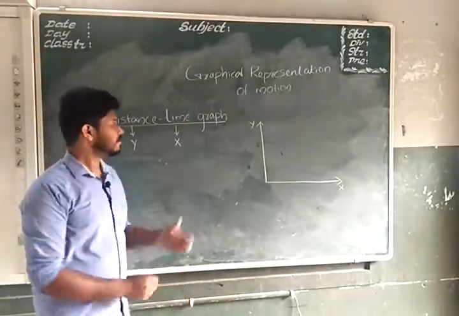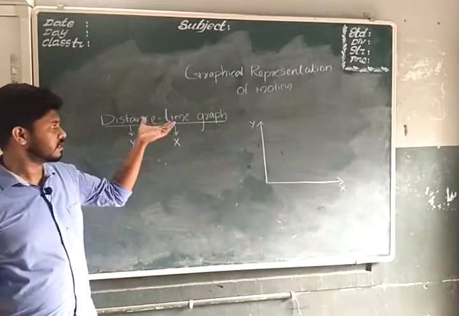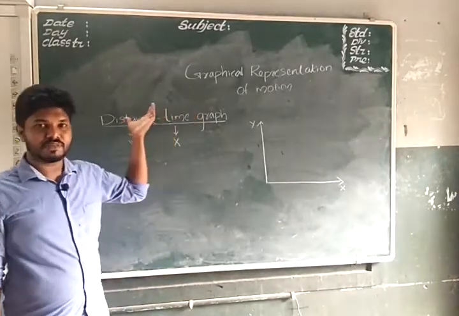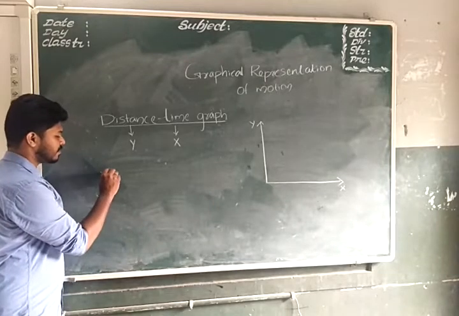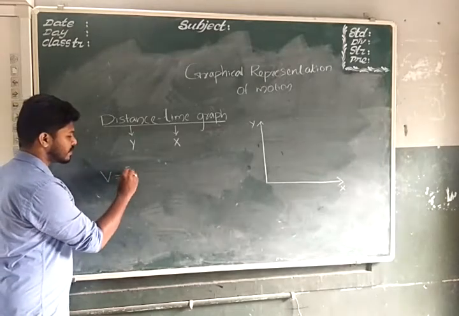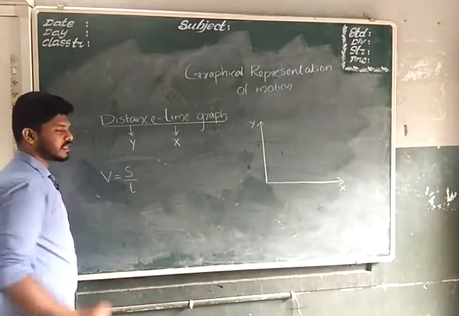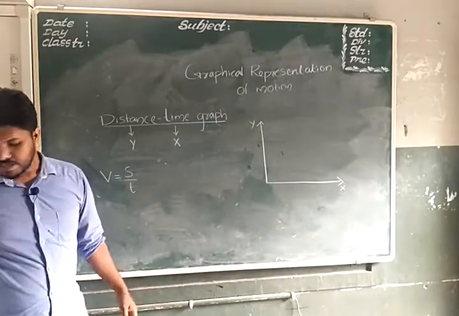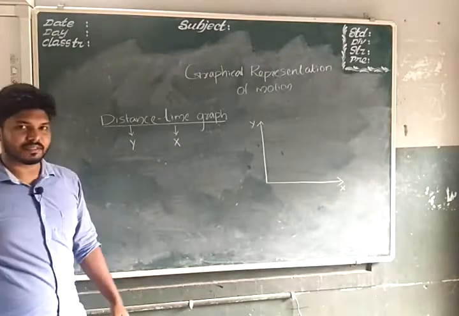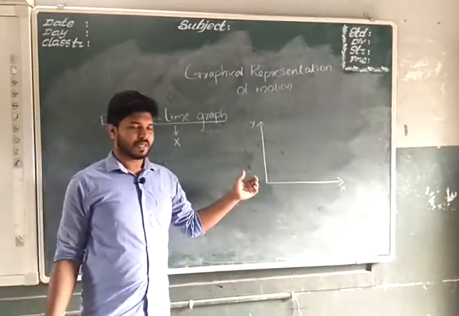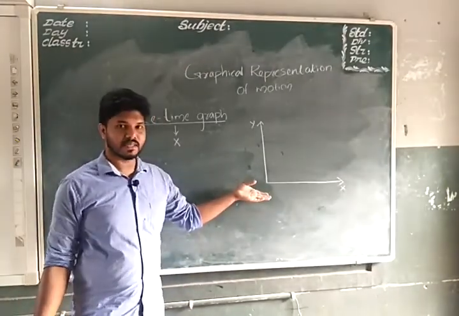Here we already discussed what is distance and the relation between distance and time with an equation. What is the relation between distance and time? Speed equals distance by time. That was the relation between distance and time. Now we are finding this relation using a graph. See here, let us consider an example.